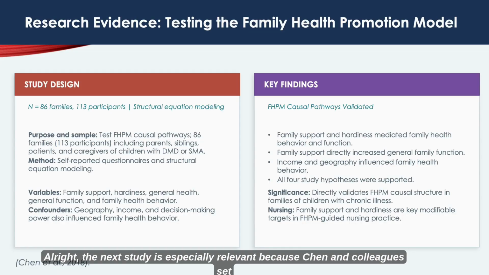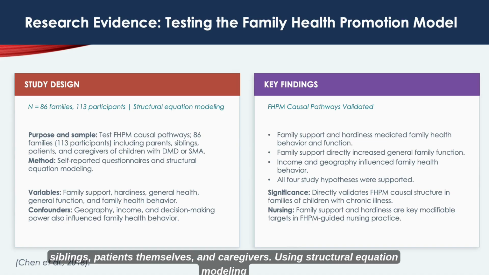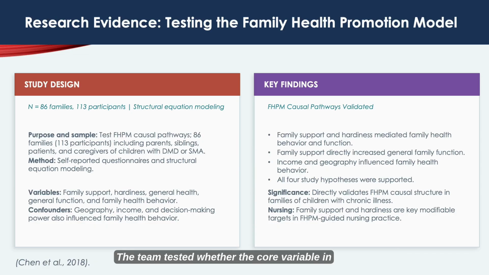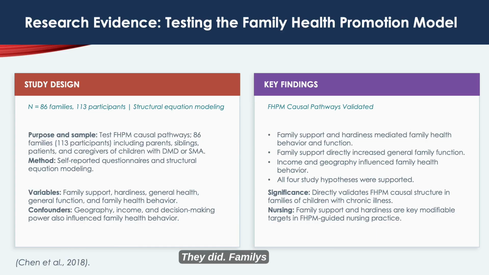Alright, the next study is especially relevant because Chen and colleagues set out in 2018 to test the family health promotion model directly. They worked with 86 families whose children had Duchenne muscular dystrophy or spinal muscular atrophy. These are progressive muscle conditions, so the families were living with real ongoing stress. In total, 113 people took part, including parents, siblings, patients themselves, and caregivers. Using structural equation modeling, the team tested whether the core variables in the family health promotion model actually predicted family health behavior, and they did.